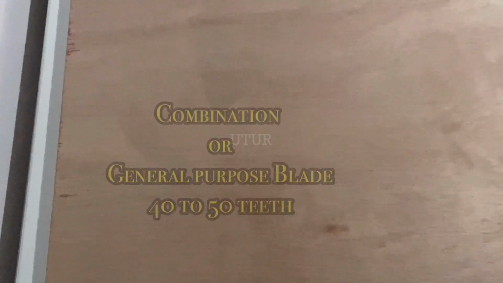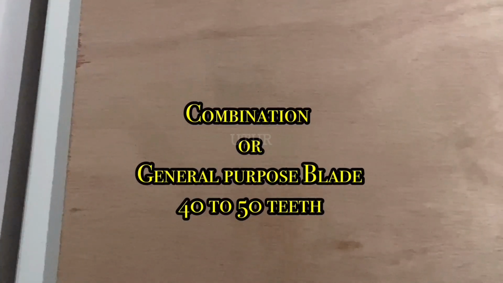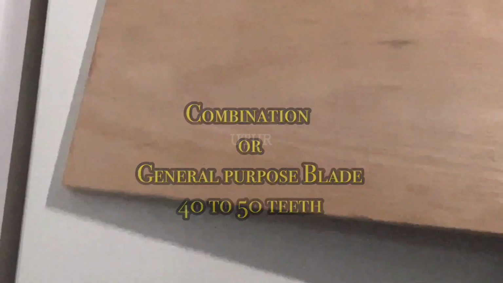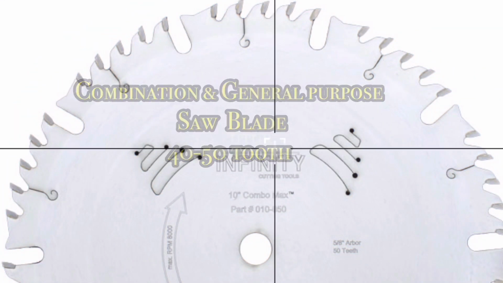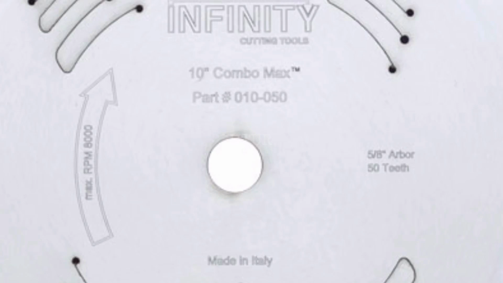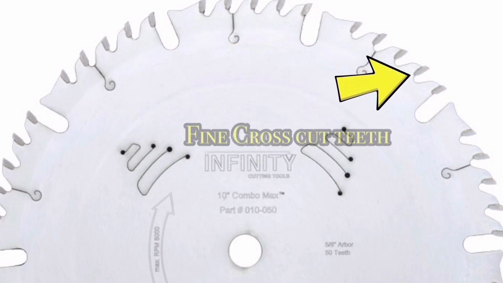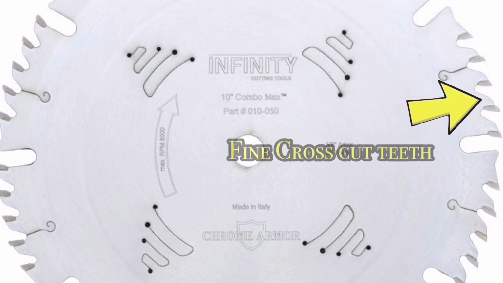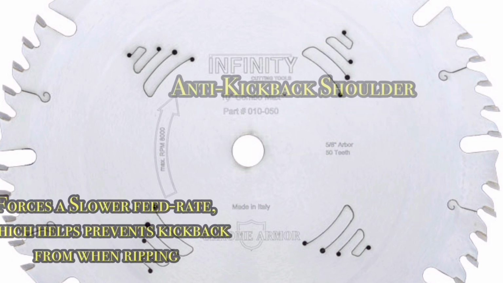You would be better off using a combination blade which has about 40 to 50 teeth, or a general purpose blade. They don't rip as well as a dedicated ripping blade, or cross-cut as well as a dedicated cross-cutting blade, but they do an adequate, pretty good job of both. Combination and general purpose blades are anywhere between 40 to 50 teeth. This combination blade has big gullets and in between fine teeth. Both the general purpose and the combination blade can serve as your optimum blade.